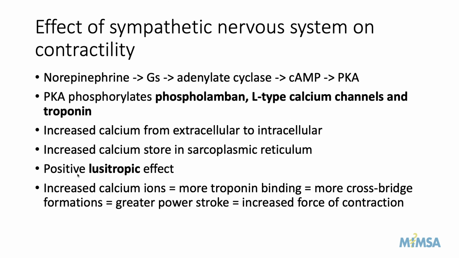The sympathetic nervous system is kind of important. It has a positive lusitropic effect. What lusitropic means is the rate at which the heart muscle can relax, how quickly it can go back, like how quickly the heart muscle can relax.